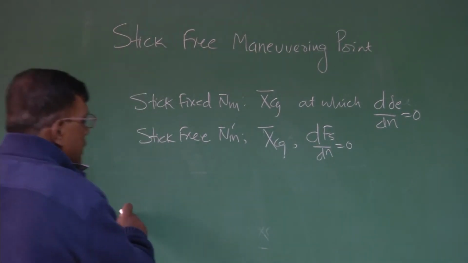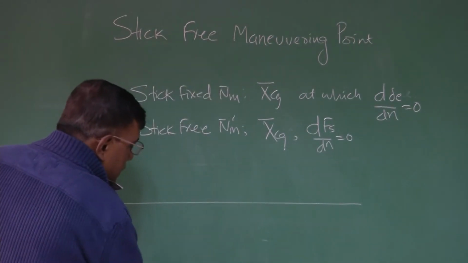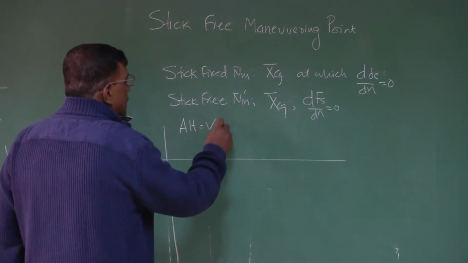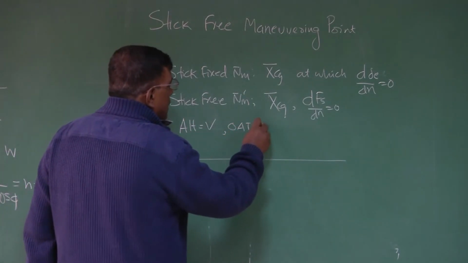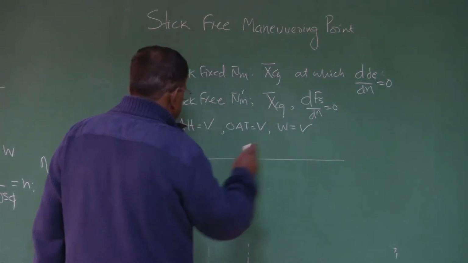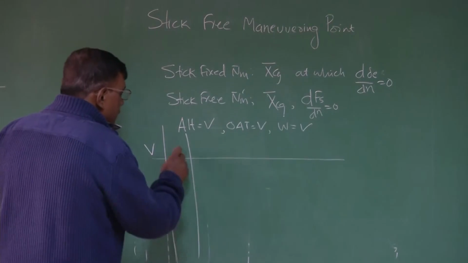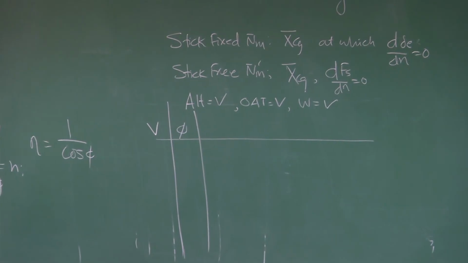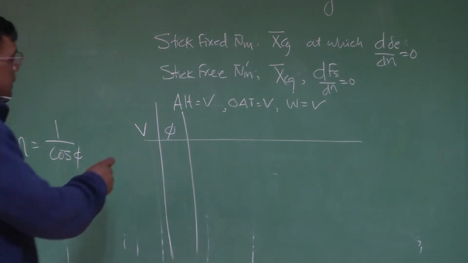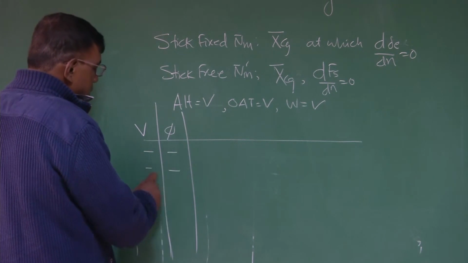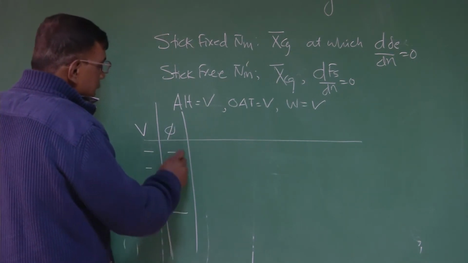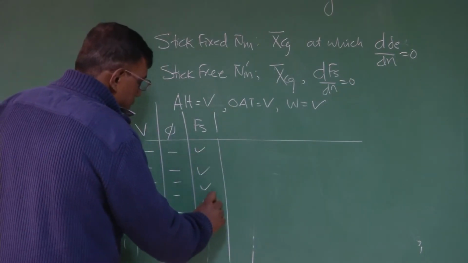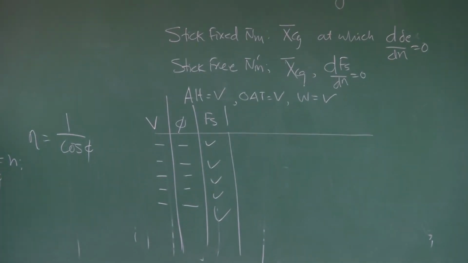So what do we do? Again, we do an experiment. We go and note down altitude, outside air temperature, and then weight. Then the pilot goes for a steady coordinated turn at different speeds, right? So he does that 1, 2, 3, 4, 5, 6, 7, 8 times. Each time we measure the stick force applied. This is the only measurement required.